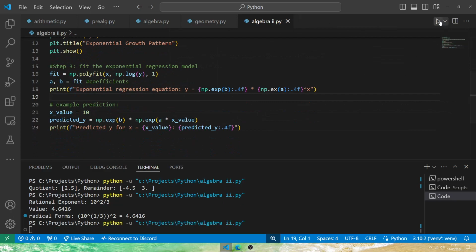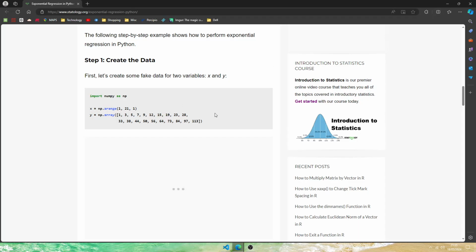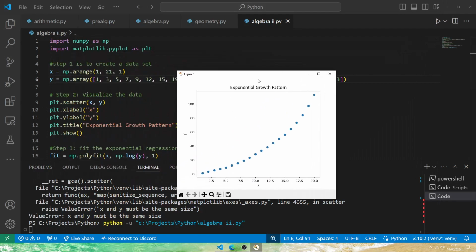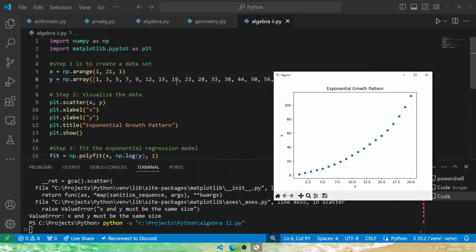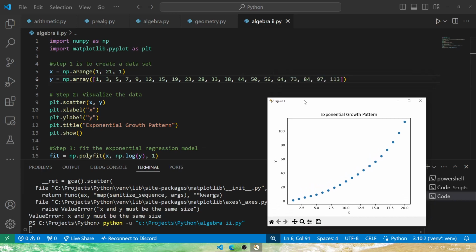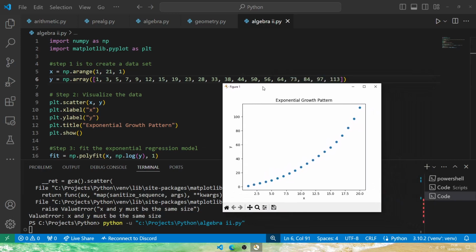So if I were to run this, it looks like I have a poor data set. So I'm just going to grab this data set that I found on statology.org. Now if I run this, we can see the predicted growth. It looks like however I put it in, it just didn't like it. Maybe we can revisit this in a future video so I can create a better data set. But otherwise, feeding in someone else's data set is good enough for now.